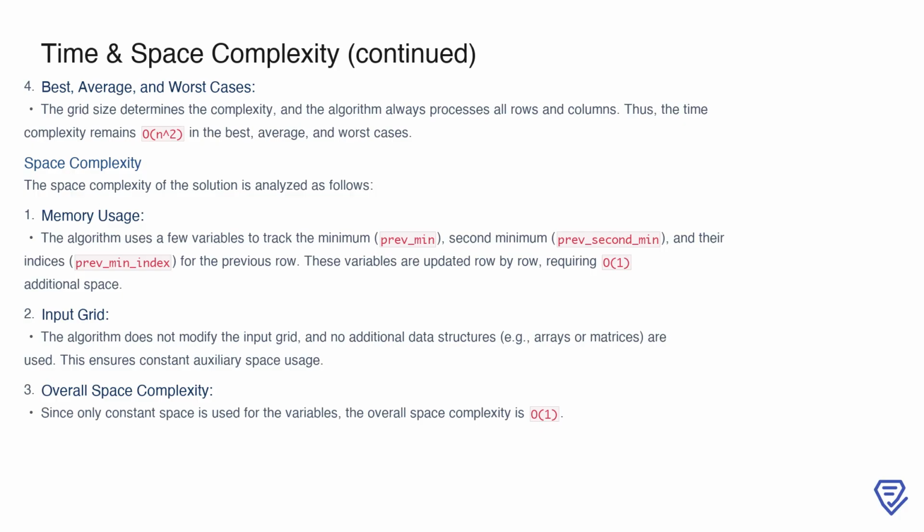Moving on to space complexity, the algorithm uses a few variables to store information about the previous row, such as the minimum value, the second minimum value, and their respective indices. These variables are updated row by row and require only constant space, or O(1). Additionally, the input grid remains unmodified, and no extra data structures are used, such as additional arrays or matrices. This ensures that the auxiliary space usage is constant. Therefore, the overall space complexity of the solution is O(1).